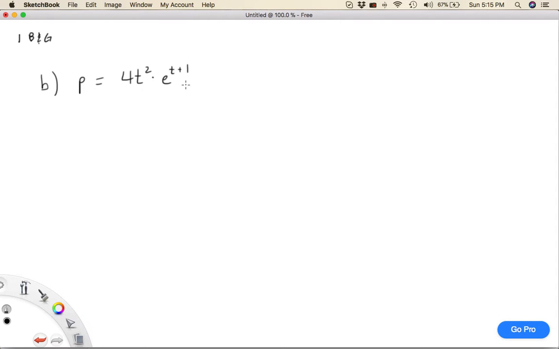I would say this is basically a product rule because we have this function over here, 4t squared, and we know how to take the derivative of that. And we have this function here, e to the t plus 1, and we know, or we should know, how to take the derivative of that. So if you have two functions that are being multiplied and you know how to derive both of them separately, then the product rule should apply. So I'm going to call this piece A here, and I'm going to call this piece B.